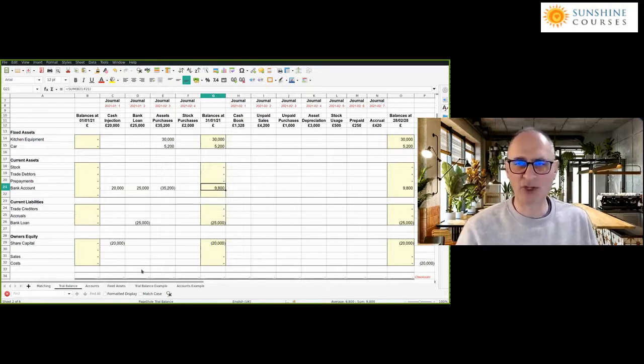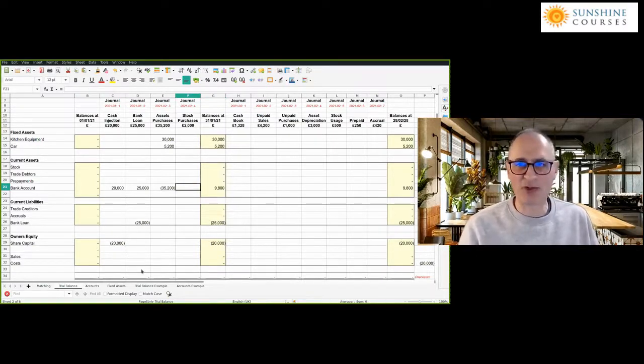What I'm trying to illustrate is that you can use the trial balance as a live reckoning of all the assets and liabilities you've got at any one point in time. In this particular case, these are all the transactions we've entered so far as at the 31st of January.